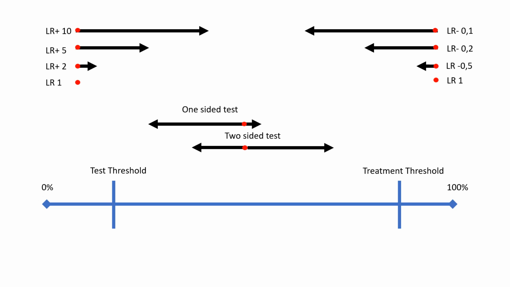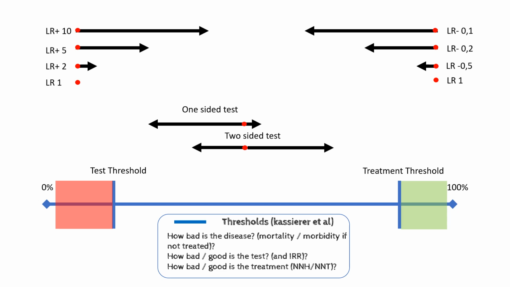What moves the test threshold and the treatment threshold up and down are, in a nutshell, these three things. How bad is the disease? How bad or good is the test? And how bad or good is the treatment? So if we have a disease that is really bad, like aortic dissection, we have a really good test for it, which is CT scan, and we have a really good treatment if it's caught early, which is surgery, then we'll want to have a really low test threshold for it, even though it is quite unlikely.